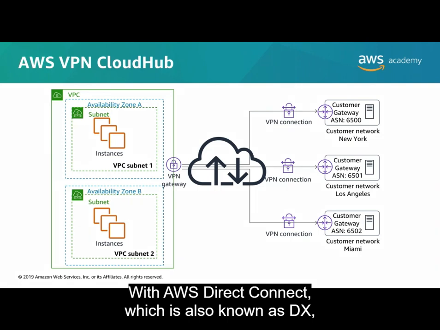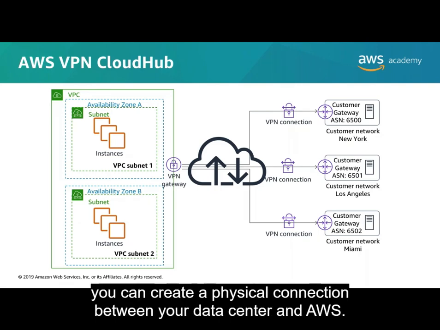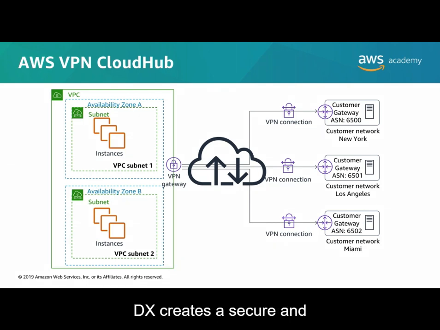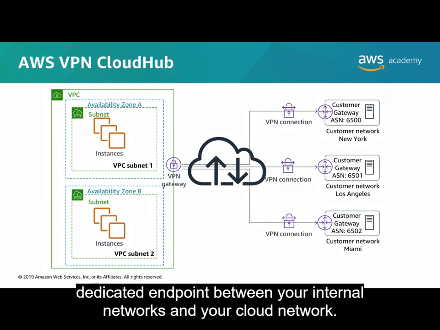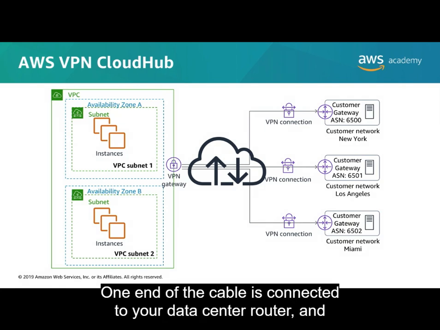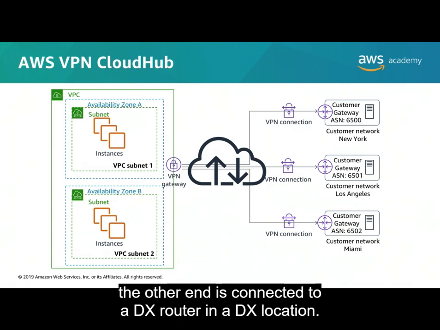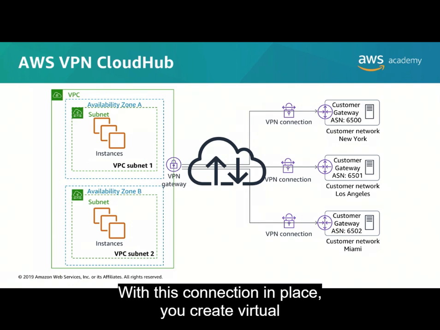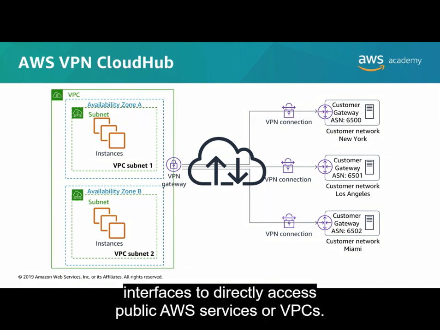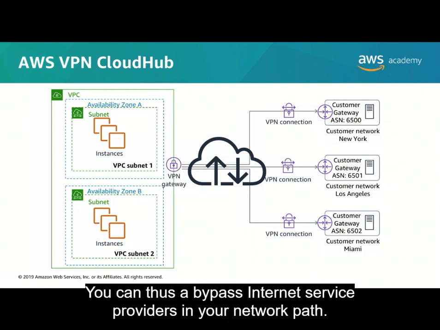With AWS Direct Connect, which is also known as DX, you can create a physical connection between your data center and AWS. DX creates a secure and dedicated endpoint between your internal networks and your cloud network. One end of the cable is connected to your data center router, and the other end is connected to a DX router in a DX location. With this connection in place, you create virtual interfaces to directly access public AWS services or VPCs. You can thus bypass internet service providers in your network path.